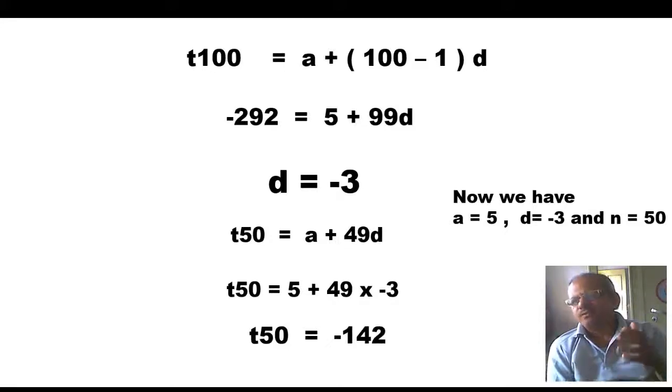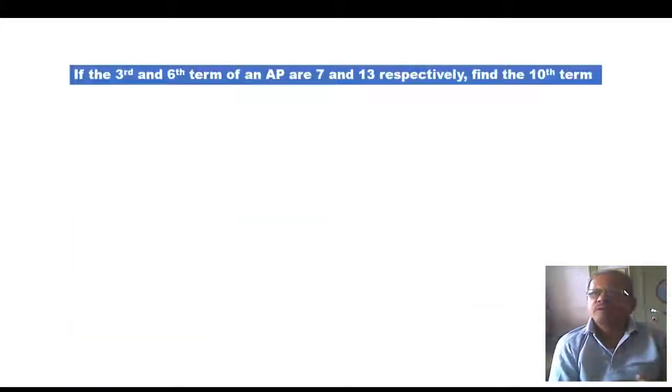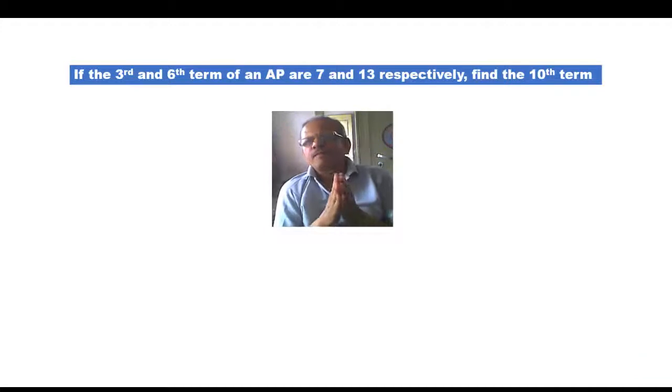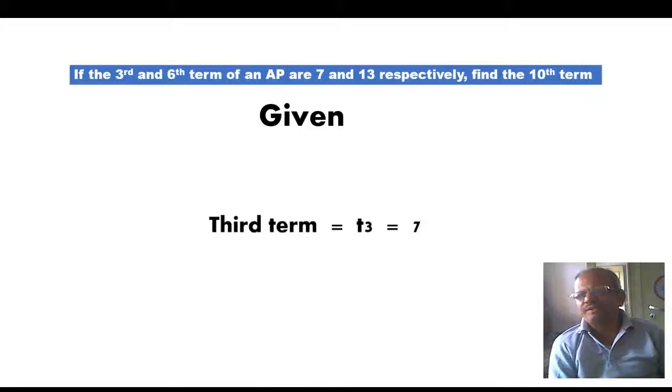Friends, we will see one more sum. Here we have to calculate the 10th term. If the third term and the sixth term of an AP are 7 and 13 respectively, it means the third term is given to us and the sixth term is given to us, and we have to find the 10th term. So first see what are the given things.